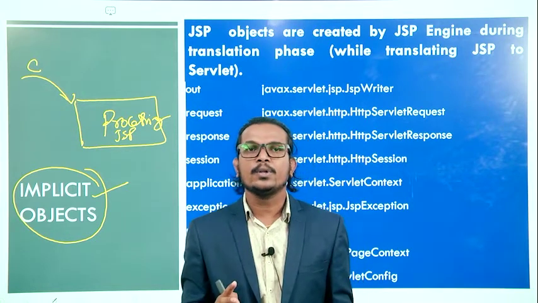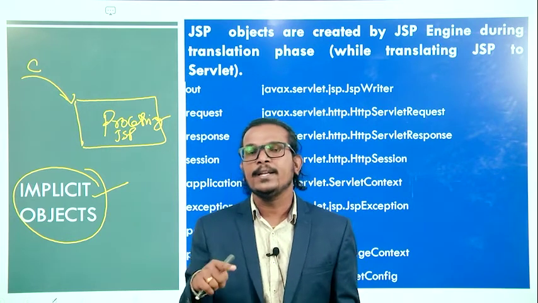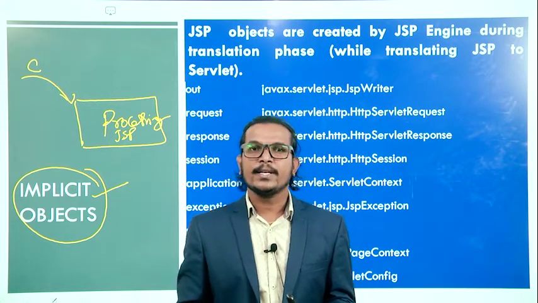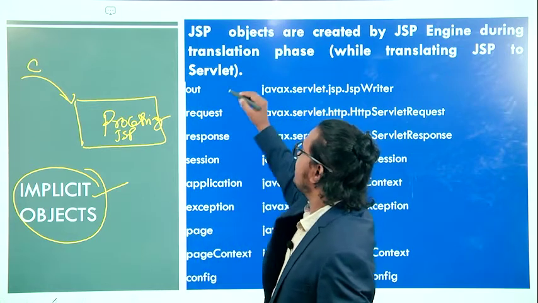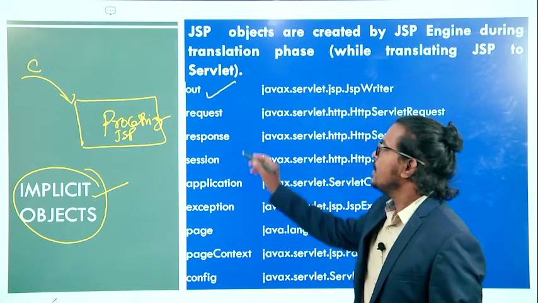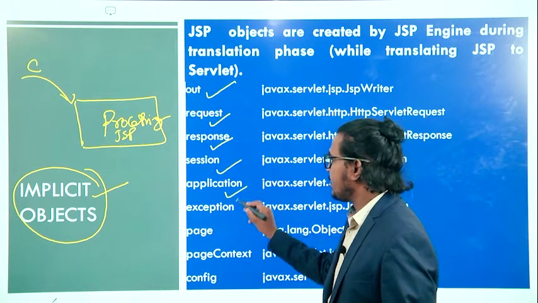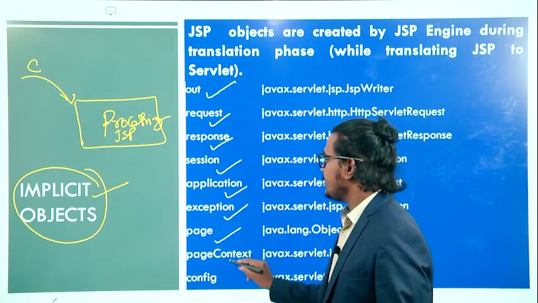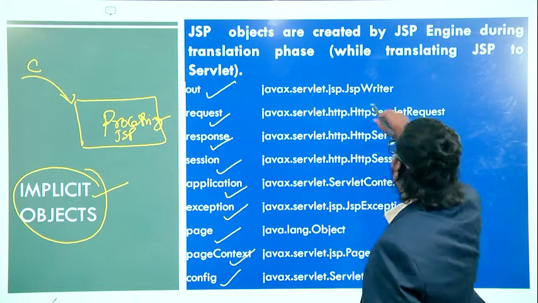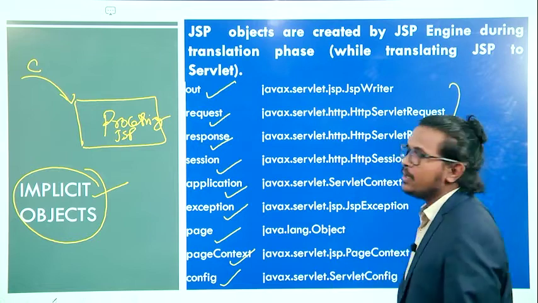Here we are talking about the 9 implicit objects. With the help of these 9 implicit objects only, we forward that response back to the requested client, right? The first implicit object is out, the second is request, and the third is response. Next are session, application, exception, page context, and configuration or config objects. Clear? All these 9 types of objects are available in these packages.